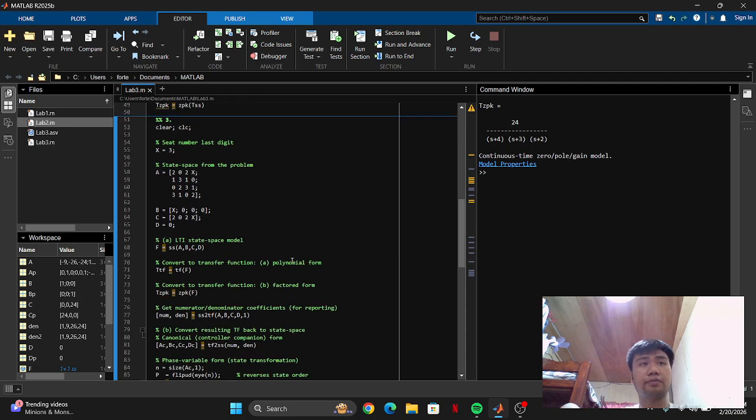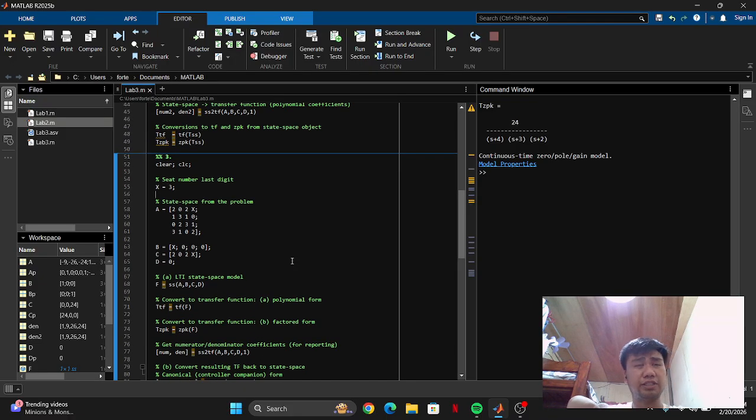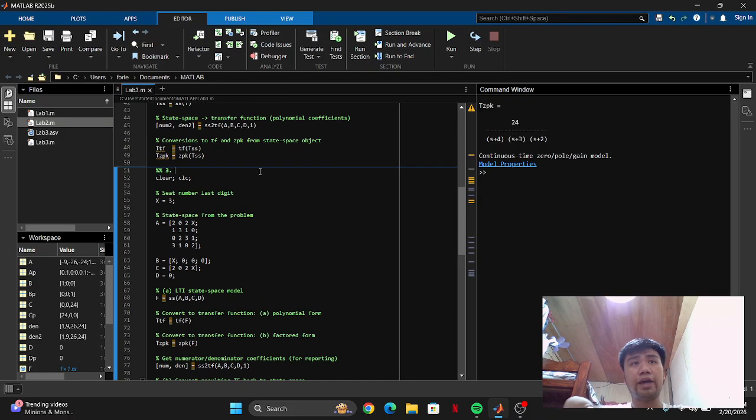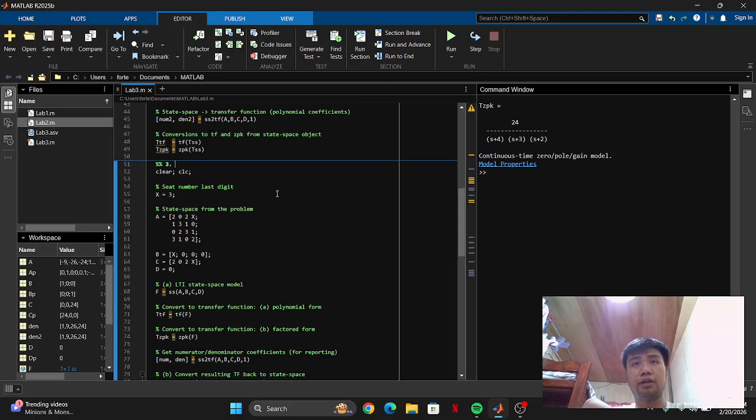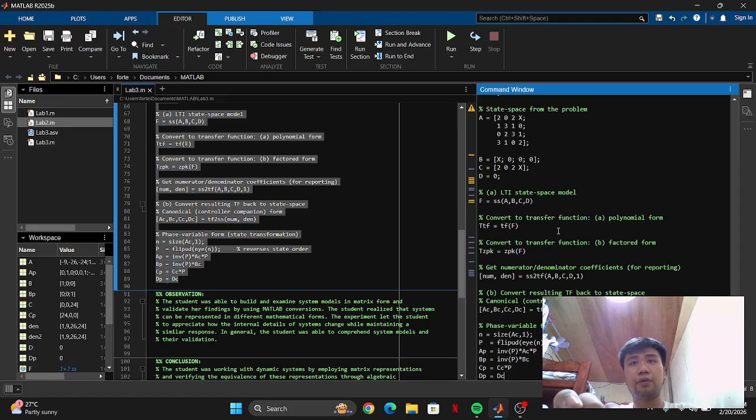On the third part, named given state space model, x should be equal to the seat number's last digit, and in my case that should be 3. Here I was given a 4 by 4 state space system, and after defining the matrices, I created the state space model and converted it into transfer function form.